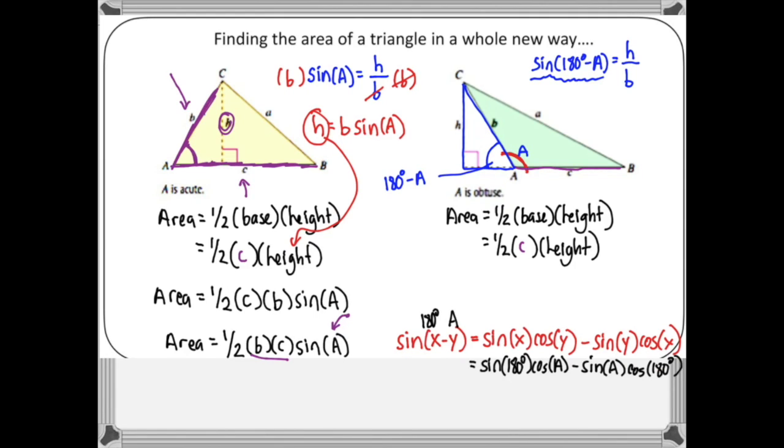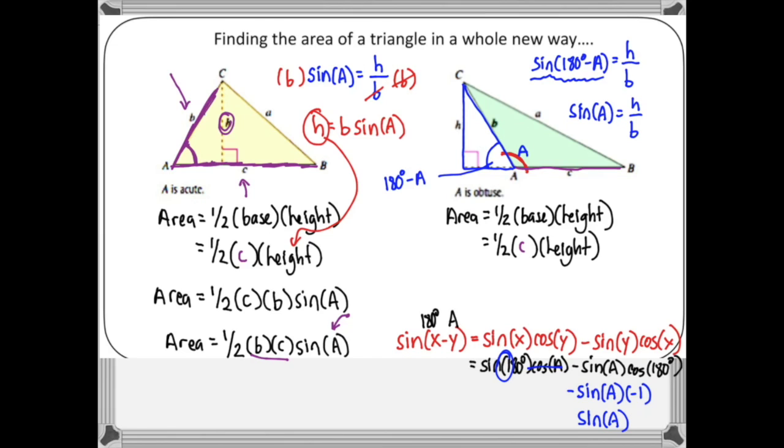Okay, so notice that when I start knocking things out, the sine of 180 degrees is 0, so that term is going to cancel out, and that's going to leave us with a negative sine A times the cosine of 180 degrees, which we know is negative 1. These two negatives are just going to give us sine A. So that ends up working out to be, funny enough, the exact same thing.